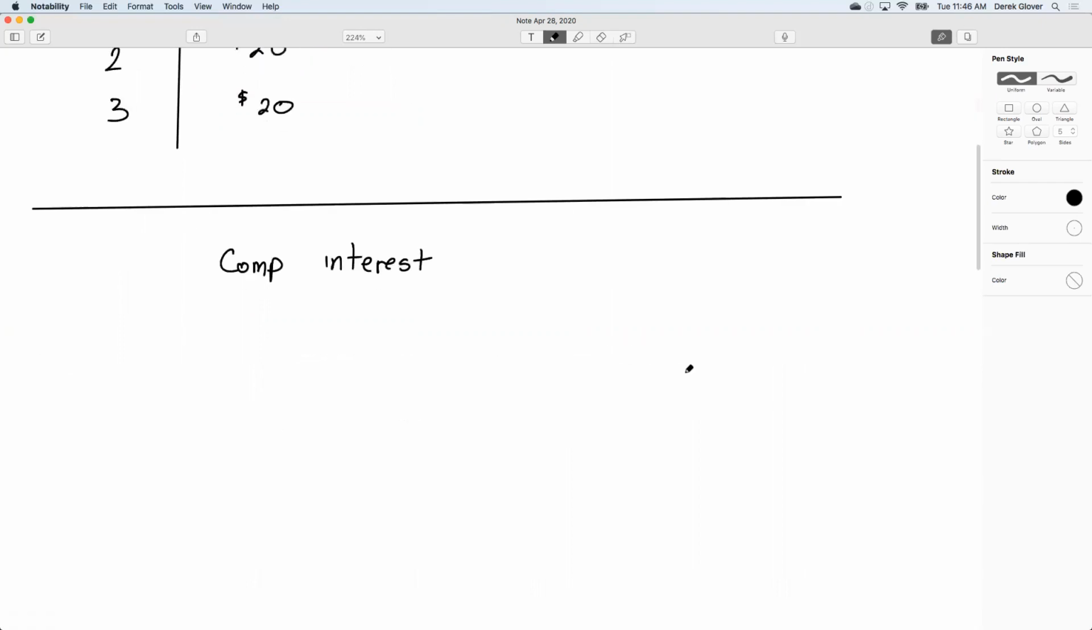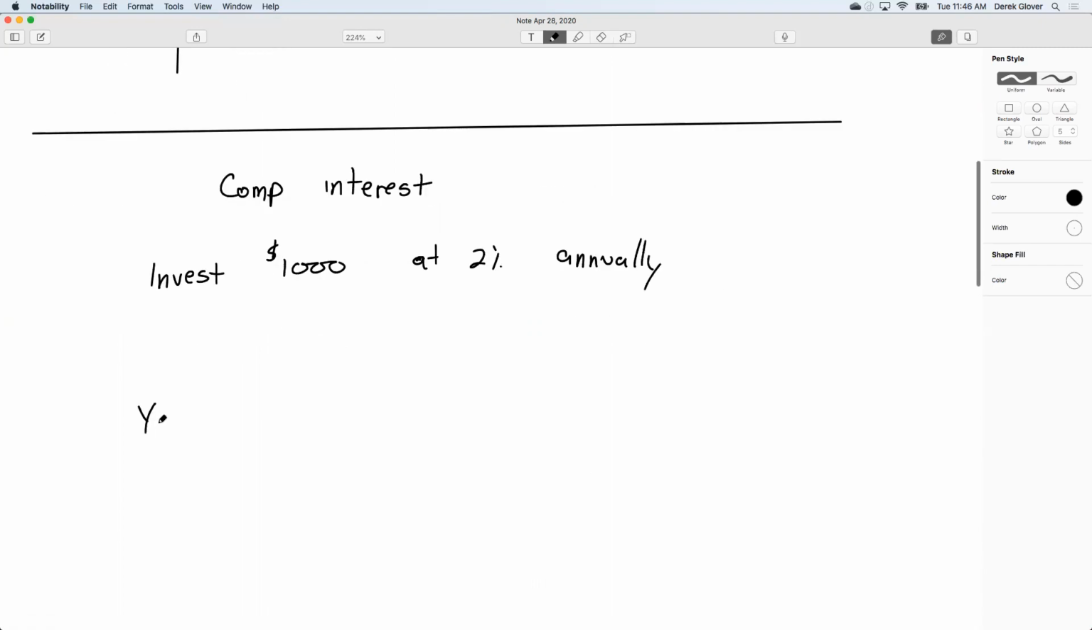Let's say you invest $1,000, compounding at 2% annually. So exactly the same numbers. All right, we'll go year and interest, or maybe I'll have a second column now for the balance and interest earned.